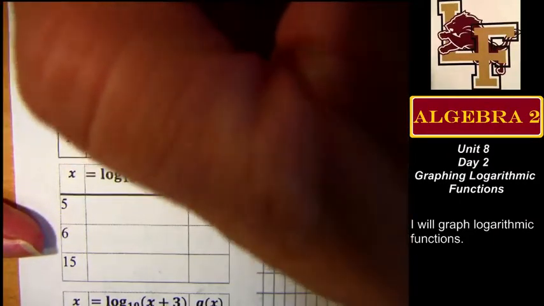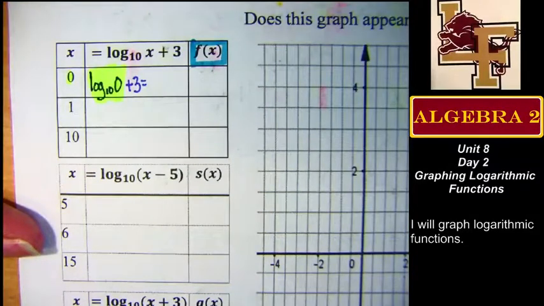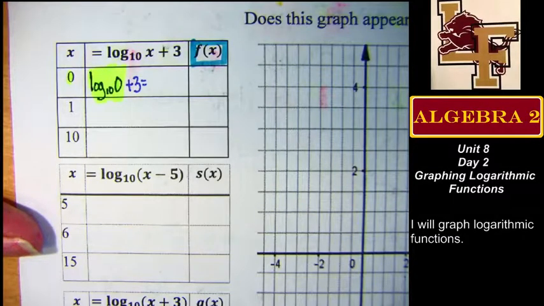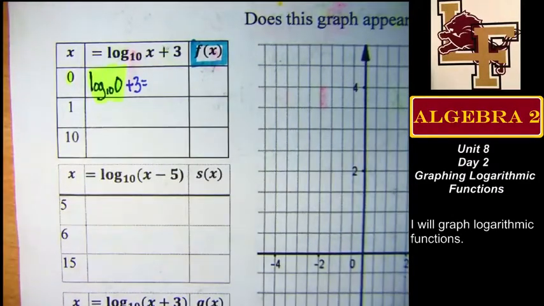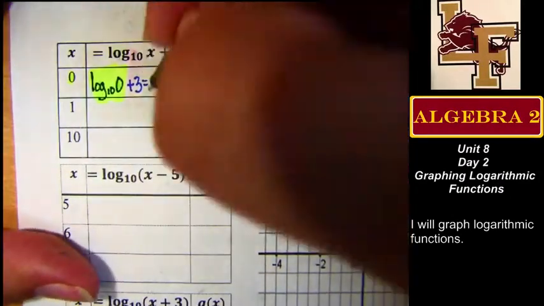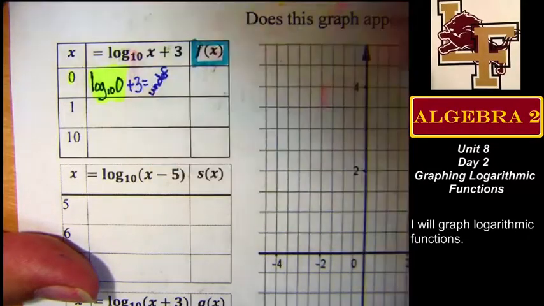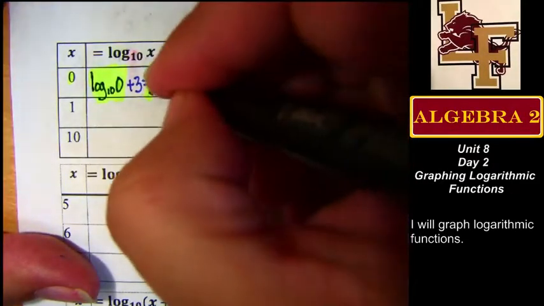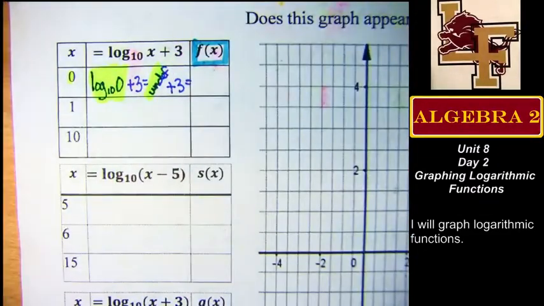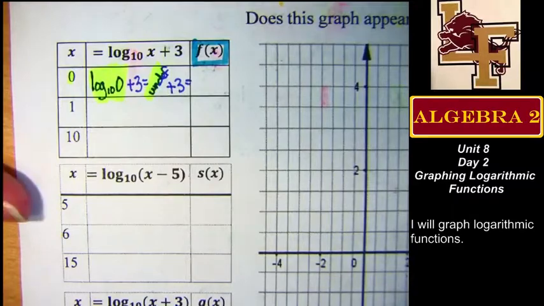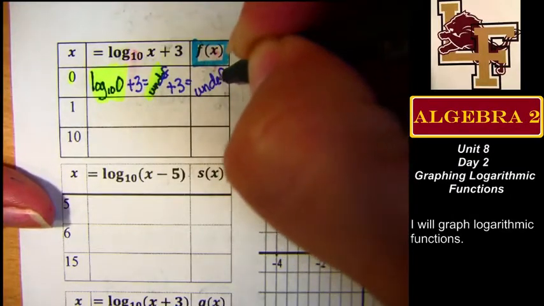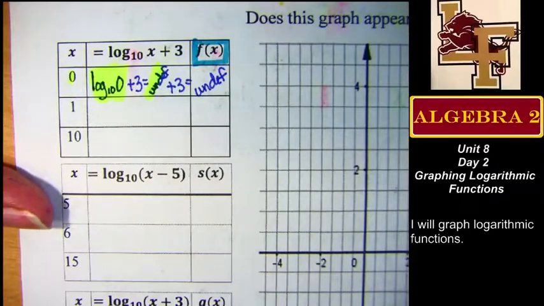All right, let's calculate log base 10 of 0. Our new shortcut said log base anything of 0 is undefined. You were testing me. And so this is undefined. So I have undefined plus 3. How am I supposed to add 3 to undefined? I can't, so it stays undefined. Undefined plus 3 is still undefined.